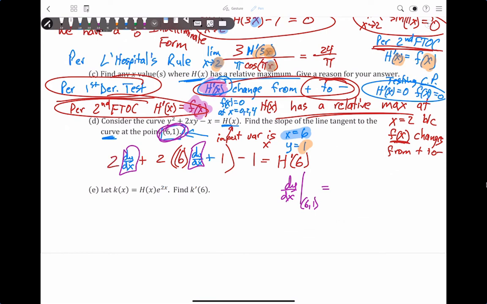Okay, so now our goal is to get this dy/dx all by itself. So let me go ahead and distribute some stuff. Right here we'll have a 12 dy/dx plus 2. Careful with that distribution. 2 dy/dx minus 1 is equal to h prime of 6.